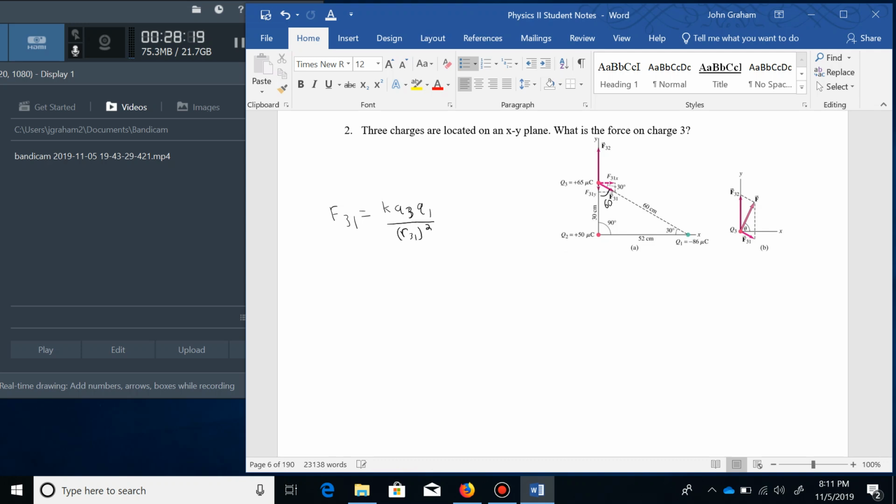So for K, it's 9 times 10 to the 9th. Q3, and it actually doesn't matter which one you do first, is going to be 65 times 10 to the negative 6, since it's a microcoulomb. And Q1 is going to be a negative 86 times 10 to the negative 6. Now, I'm not going to worry about this negative sign. I wrote it in just to show you that I know it's negative.